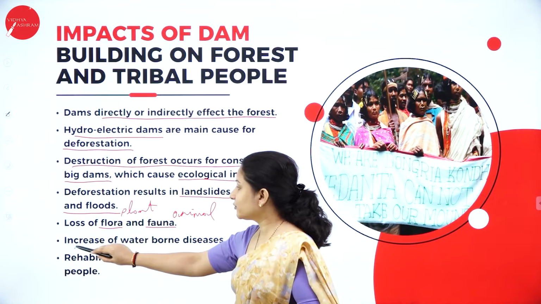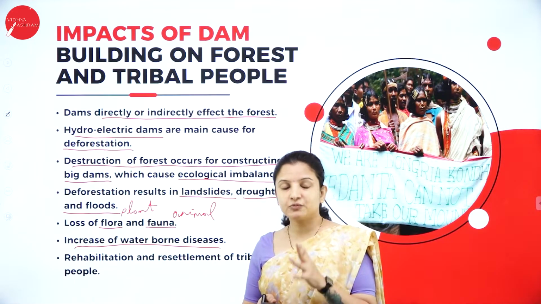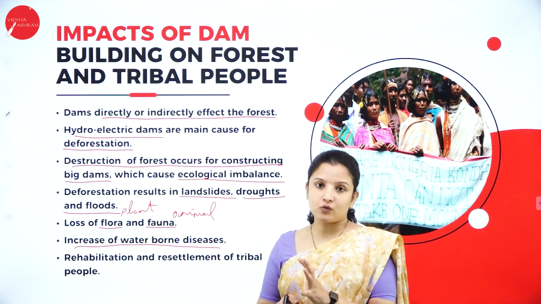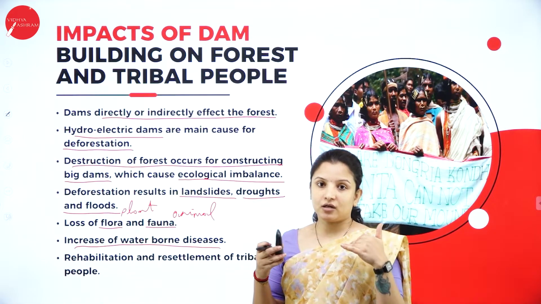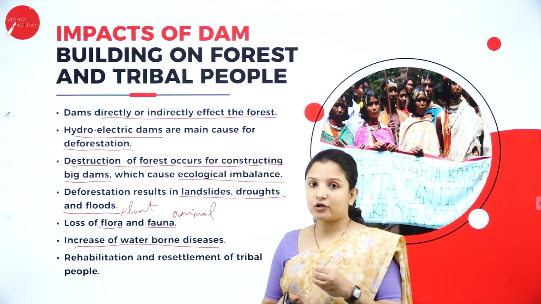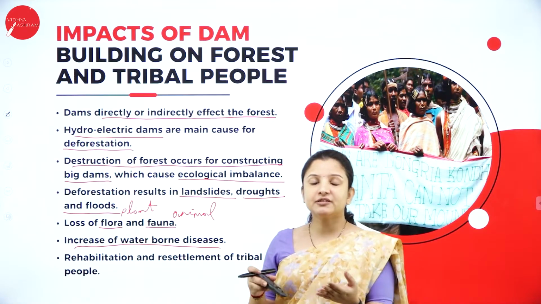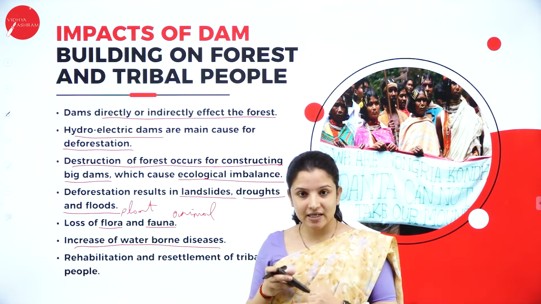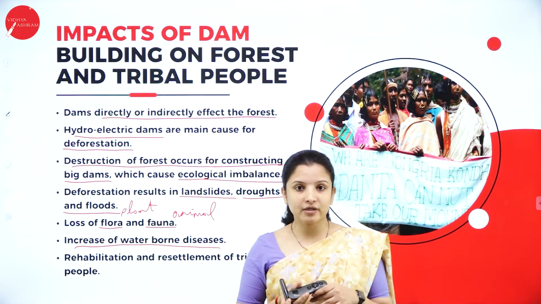And not just that, it will increase the waterborne diseases. Why? Because building of dams will cause stagnation of water. That is, it will prevent the free flow of the water. Therefore, it will become a breeding place for mosquitoes and various other pathogens and parasites, leading to a number of waterborne diseases. And because of all these problems, dams can cause flooding, dams will cause deforestation, dams will decrease the population of the flora and the fauna, and dams will increase the waterborne diseases.